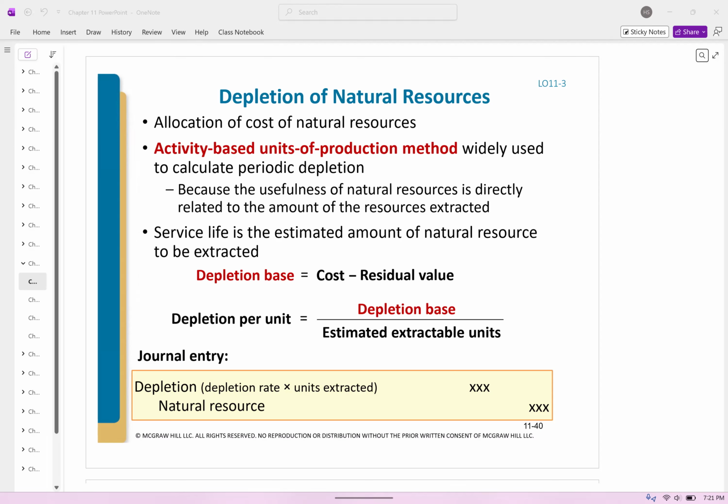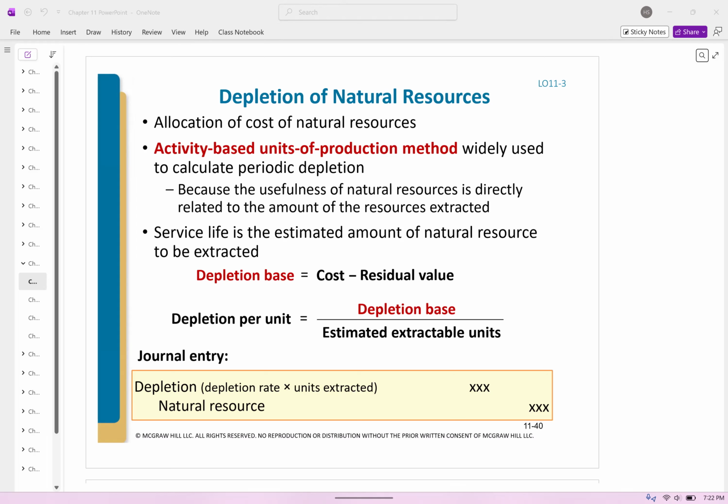All right, we are still on chapter 11. And now we're going to talk about depletion of natural resources. This is when you have acres of trees, oil and gas, or lots of things that nature can give us. And you may purchase some sort of natural resource with the intentions of extracting that natural resource. We always use units of production when we're depleting natural resources. It's really hard to use anything else other than that.